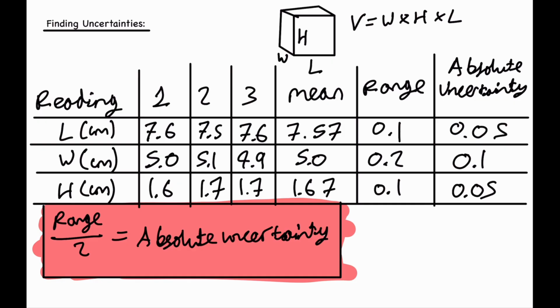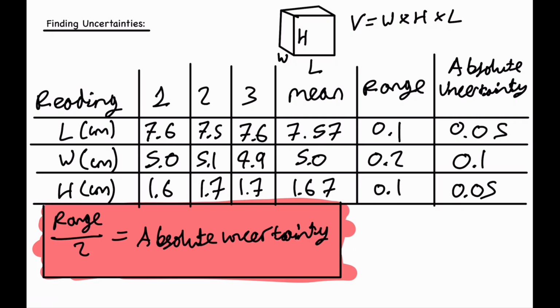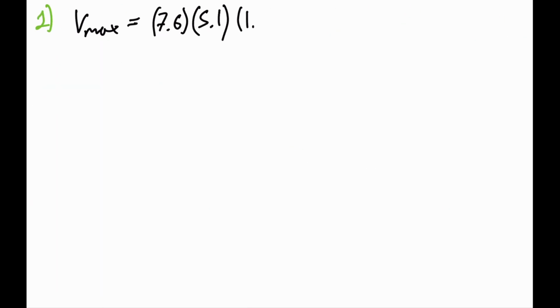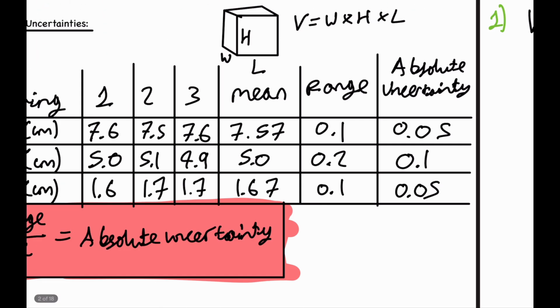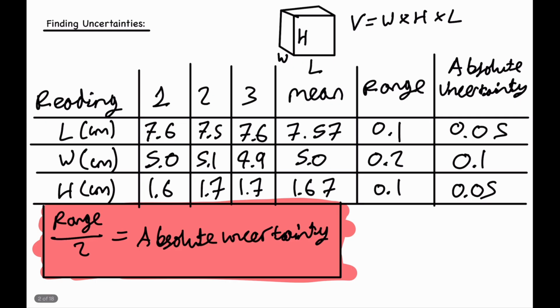So we'll use 7.6 times 5.1, the largest value of the width, and 1.7, which is the largest value of the height. If we multiply these together, we're going to get 65.892, which we can approximate to 65. We're going to leave it to two significant figures. We'll explain more in the significant figure section why I leave certain things to certain significant figures.